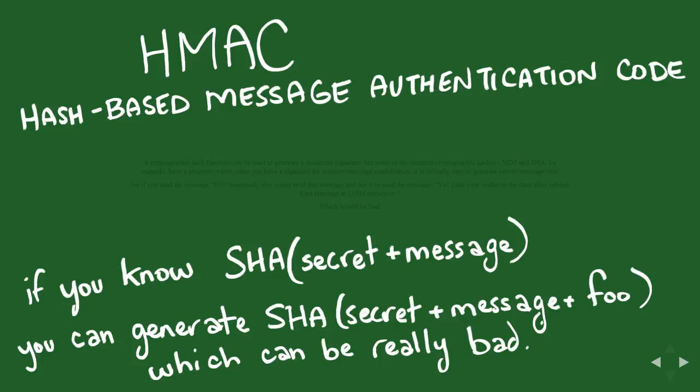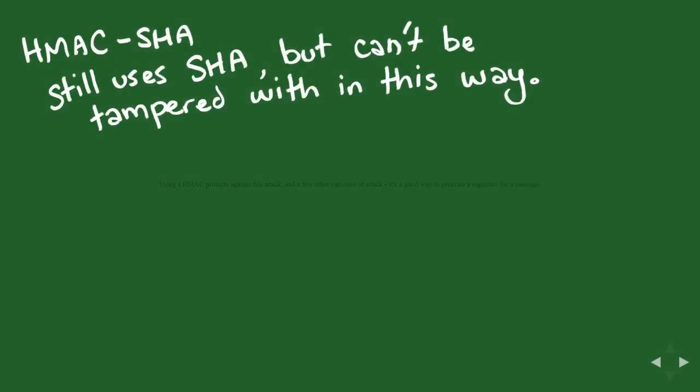So, the thing about this is you can get around it by hashing message plus secret instead of secret plus message. But then, you're building your security algorithm based on properties of your hash algorithm. If a new hash algorithm comes around that has the same vulnerability but in reverse, you're once again boned. Using an HMAC protects against this kind of attack and a few other varieties of attack. It's a good way to generate a signature for a message.